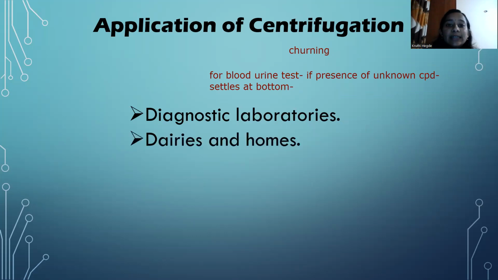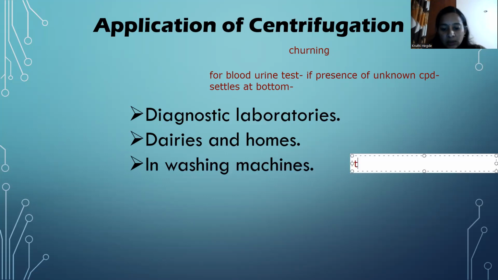So even in dairies and homes, in dairies to separate cream from milk, and even at our homes to separate butter from curd, we go for the centrifugation technique, where we use this churning machine. We call it a churning machine. Then in a washing machine, to remove excess water from clothes, they use the centrifugation technique. ಗೊತ್ತಾಯ್ತಾ ಮಕ್ಕಳೇ?